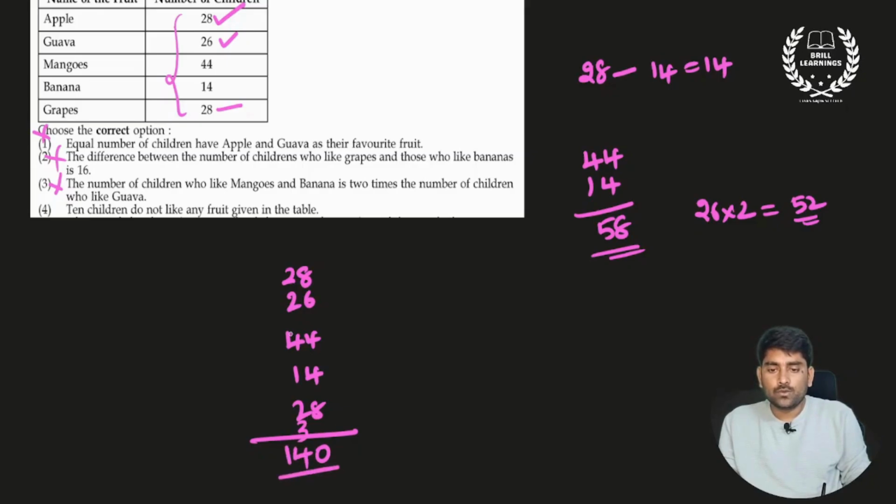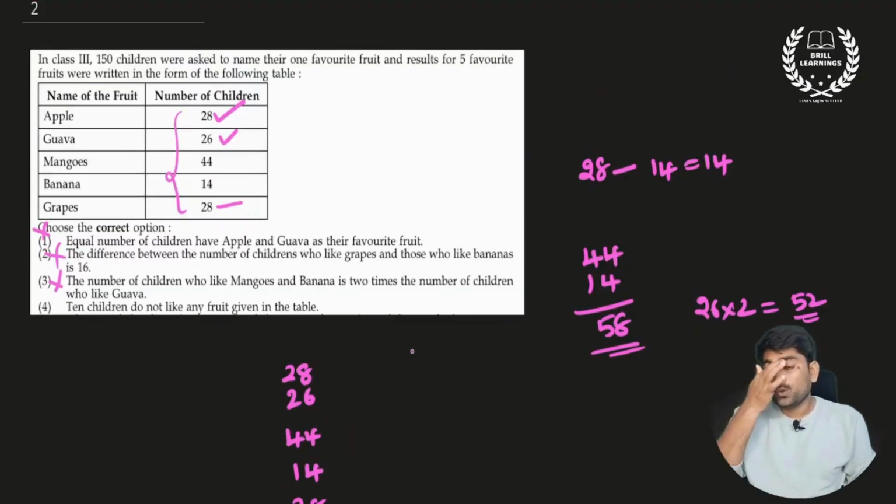So 140. This 140 indicates the number of children who like any of the fruits given in this table, but the remaining 10 do not like any of the fruits. So the fourth one is our option. Let's move on to the next question.